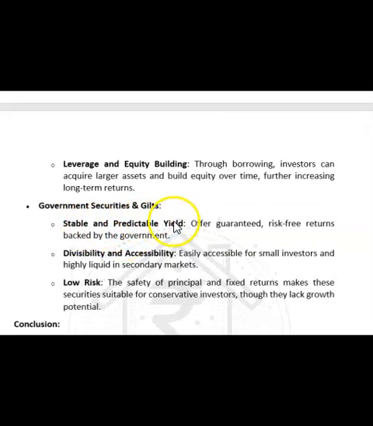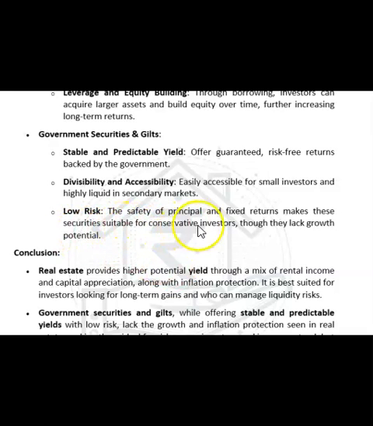Government security and gilts. Stable and predictable yield. Offer guaranteed risk-free return backed by the government. Divergibility and accessibility. Easily accessible for small investor and highly liquid in the secondary market. Low risk. The safety of principal and fixed return make this security stable for conservative investor, though they lack growth potential.